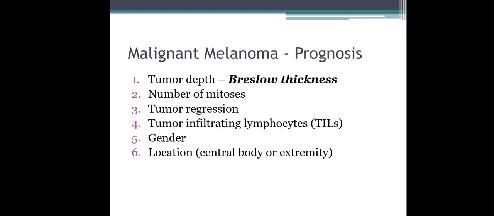Now, moving on to the prognostic factors. The most important prognostic factor is the tumor depth, and that is measured in terms of Breslow thickness. Breslow's thickness is also important. You also have other prognostic factors like increased number of mitoses. Presence of tumor regression has a good prognosis. Presence of tumor infiltrating lymphocytes, if you see lymphocytes in between the tumor, has a good prognosis. Males have a bad prognosis. Location, central body or extremities, also affects the prognosis. Extremities have a better prognosis.